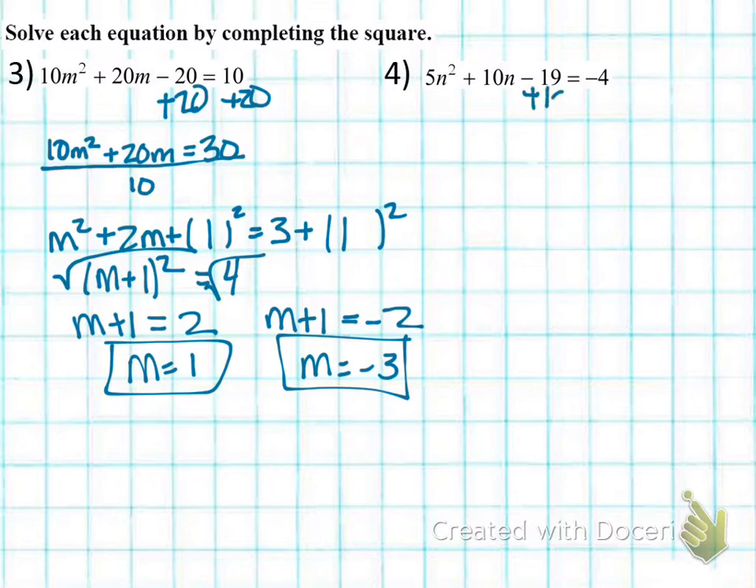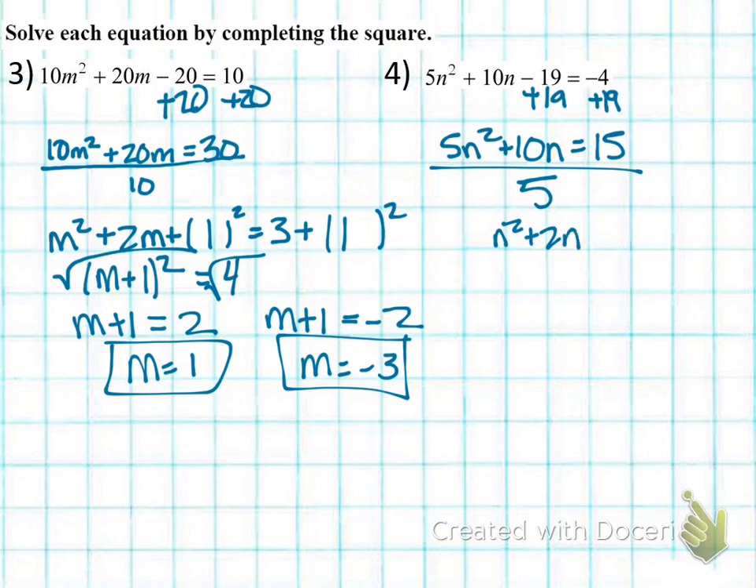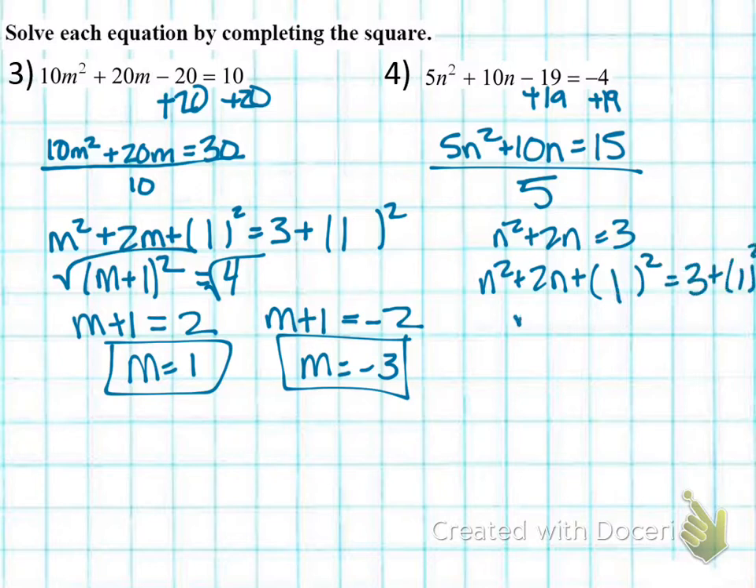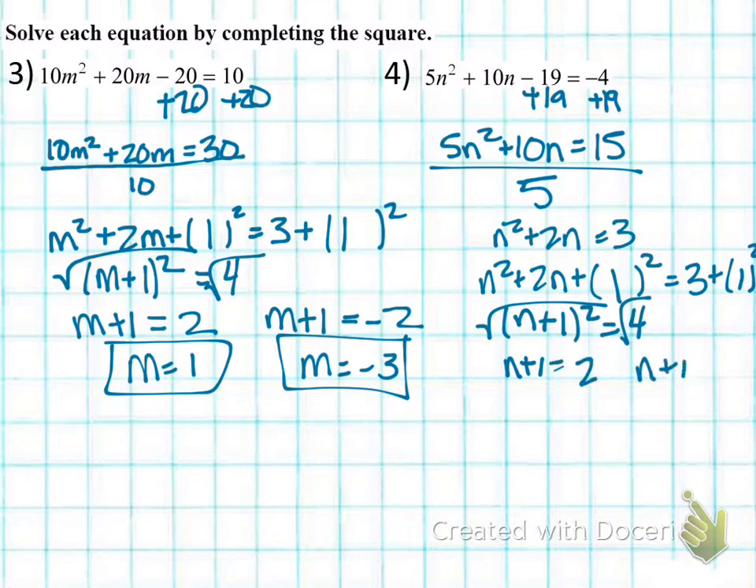Okay, number 4, I add 19 to both sides. That gives me the following equation. And dividing by 5 gives me n squared plus 2n equal to 3. And from this point, it really turns into the same problem as what we did for number 3. Okay, so half of b is still 1, so that's still 1 here, and then this is a 3, so it really becomes the same problem. So I just have n plus 1 squared equals 4, and then I take the square root of both sides, make my two equations, subtract 1, and I get n equals 1 and n equals negative 3.